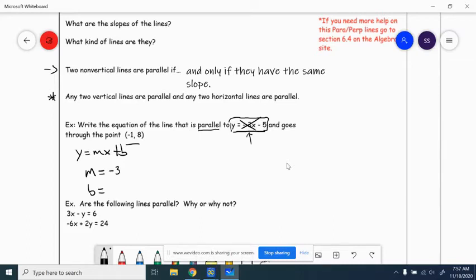Okay, so now what we're going to do is we're going to recognize that we were given an x and a y, and we have an m, right? So what we can do is plug those three numbers into our equation and isolate b, and then we've solved for it. Okay, so y is equal to 8. So 8 is equal to m was -3, times x, and we see x is -1, plus b. And now we just have to solve this equation, isolate b, and we have it.